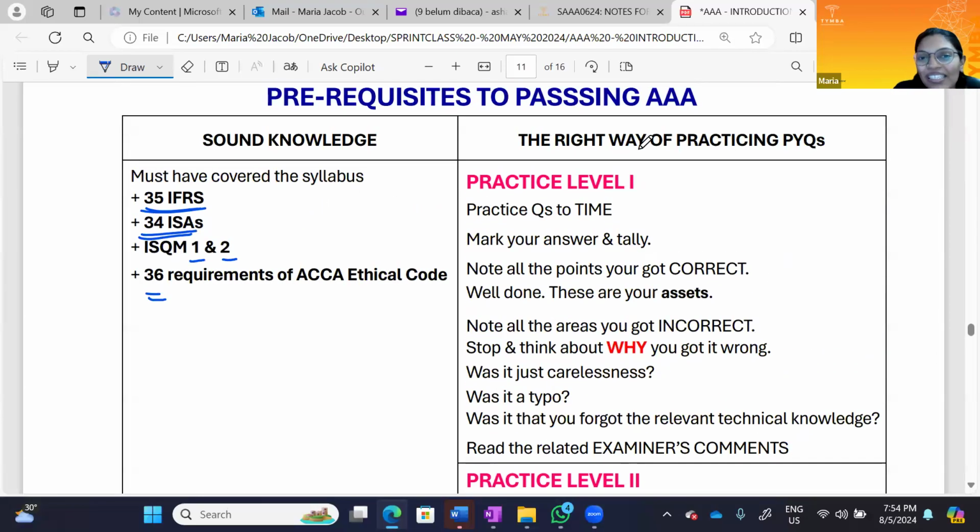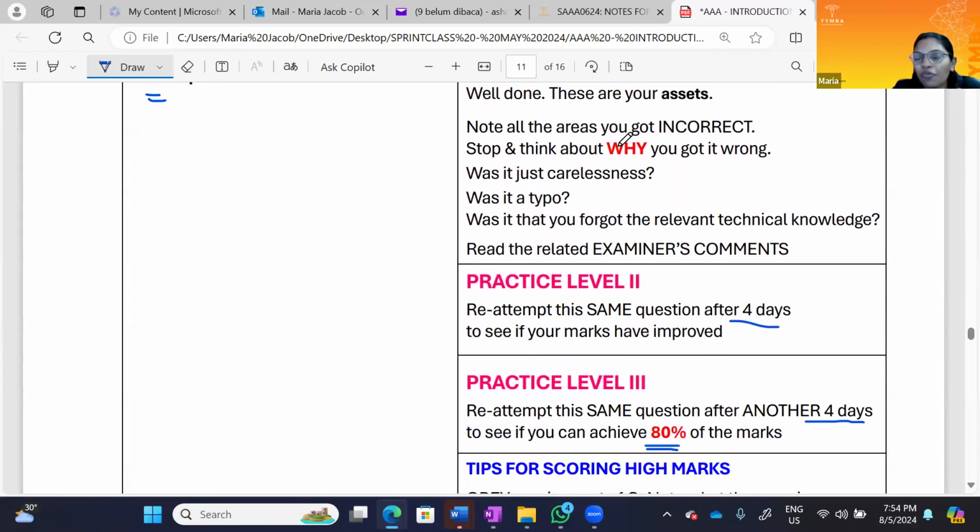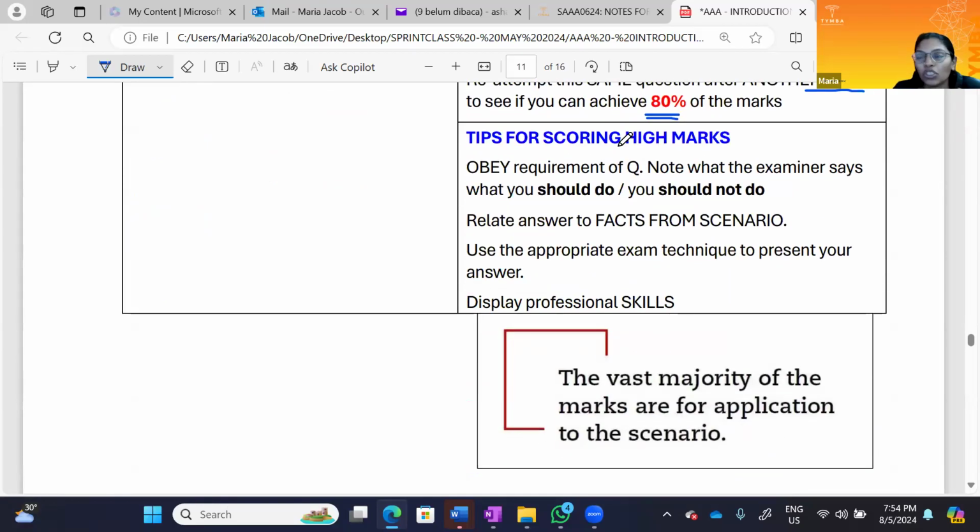So this is a prerequisite for you to pass the AAA paper. I've done this paper quite a number of times now, so I hope you follow this, and we can safely say you can pass the paper if you're doing enough practice on questions.